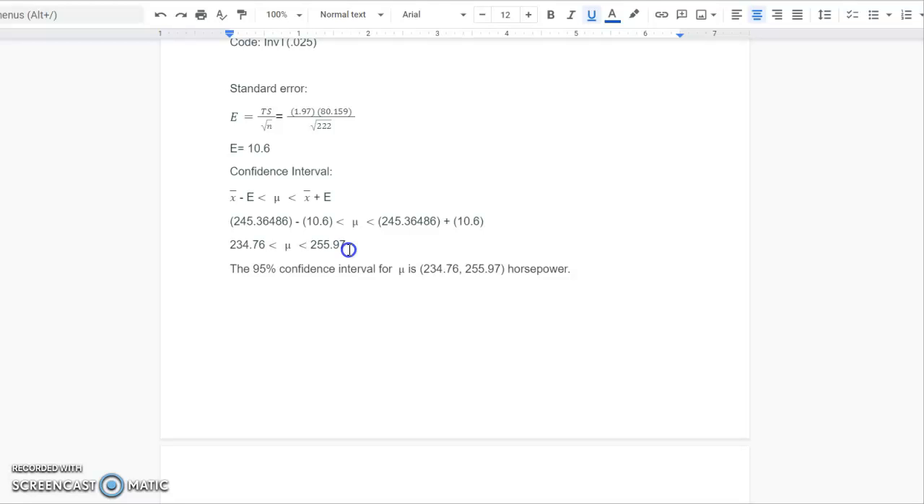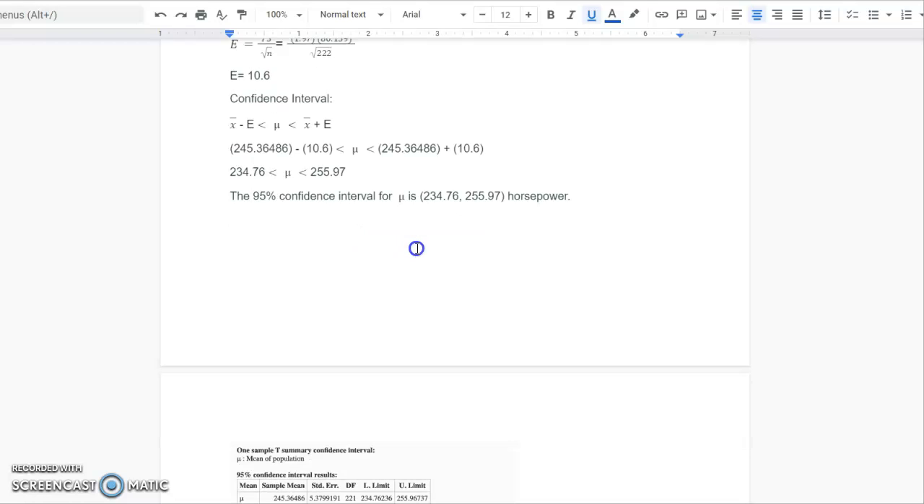The 95% confidence interval for mu is 234.76 and 255.97 horsepower.